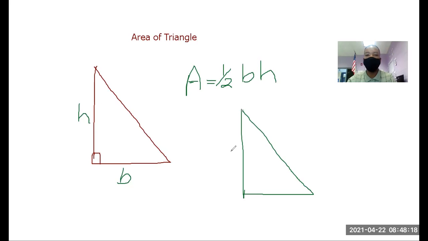Say for instance, the height is 8, and the base is 4. What is the area of this triangle? By the way, we use this formula for right angle triangles. Just like how we use the Pythagorean theorem for right angle triangles, we use the area formula of a triangle for right angle triangles. So we say area is equal to half base times height.